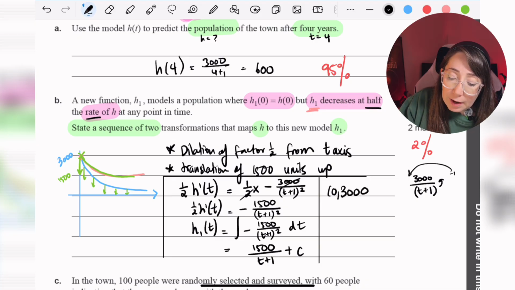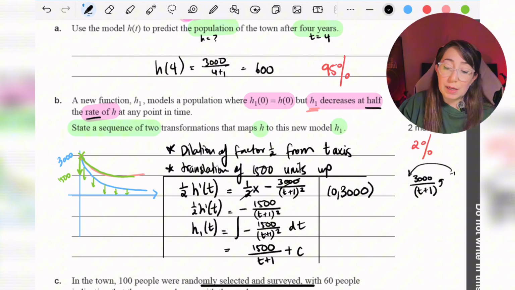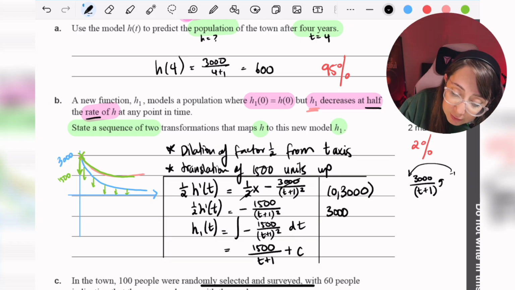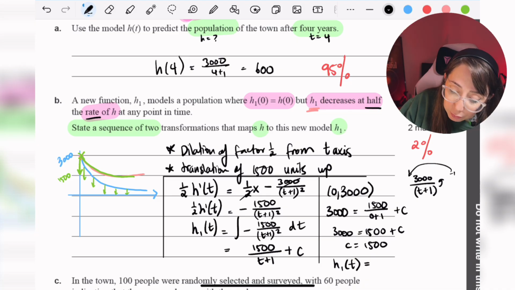So the original graph, when t is 0, h is 3000. So all we have to do now is substitute that point into the graph. That'll be 3000 is equal to 1500 times (0 plus 1) plus c. So 3000 is equal to 1500 plus c. Therefore, c will equal 1500. That means h1 of t is equal to 1500 times (t plus 1) plus 1500.